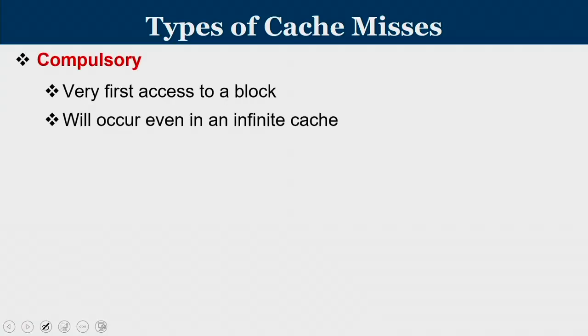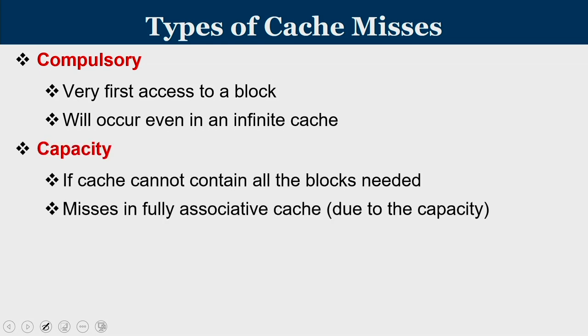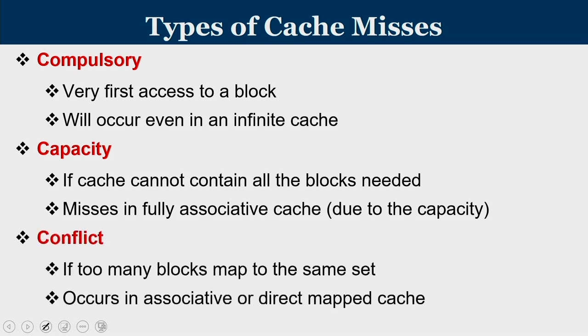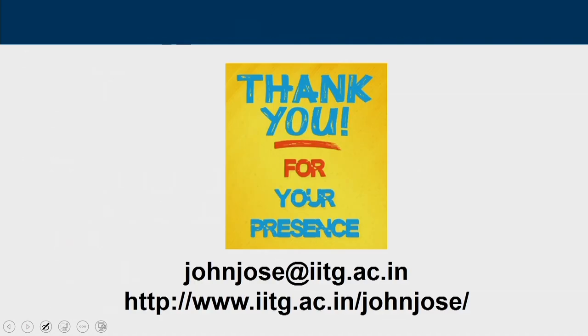So, compulsory miss is the very first access to a block. It will occur even in an infinite cache. Capacity miss is when a cache cannot contain all the blocks it needs; it generally happens in a fully associative cache. And conflict miss: if too many blocks map to the same set, then even though certain blocks are brought in, they will encounter a miss in the near future, because they are thrown out by another block mapping to the same set. So, this occurs in associative and direct mapped cache.